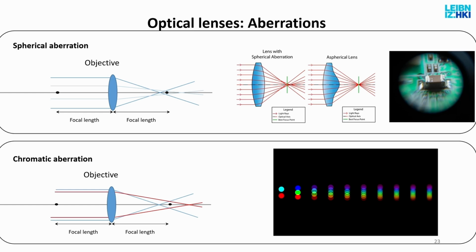But in water, it travels 1.33 times slower, and in glass it travels 1.5 times slower. But because of that, the focal distance depends on the color. Blue light is focused closer than red light.